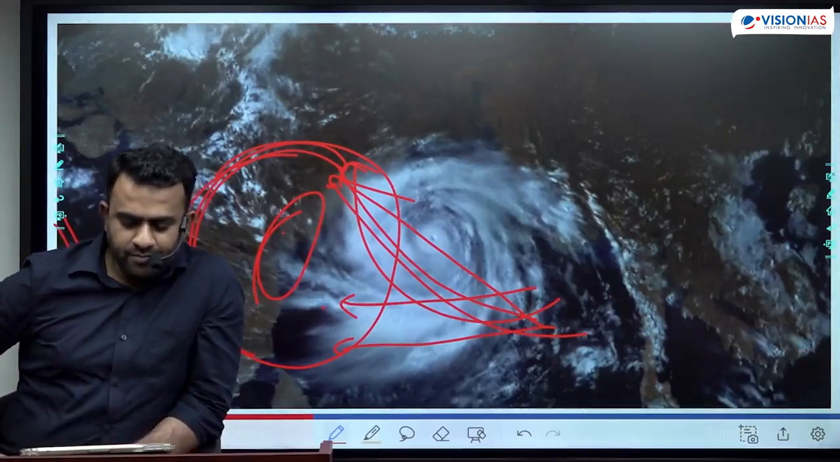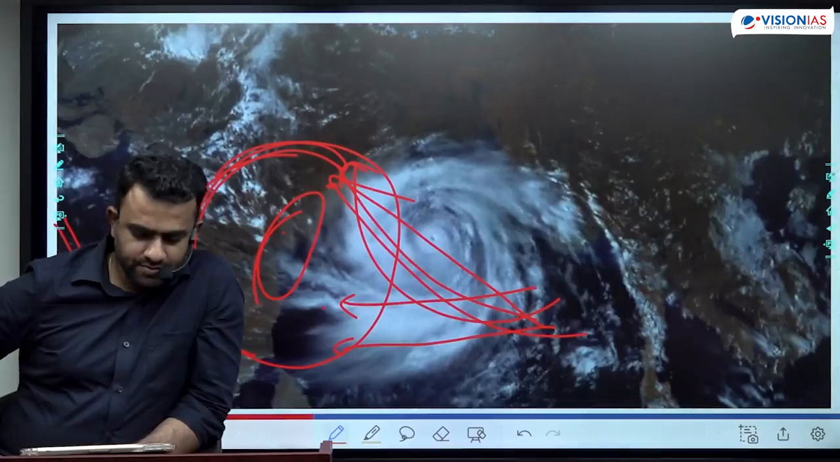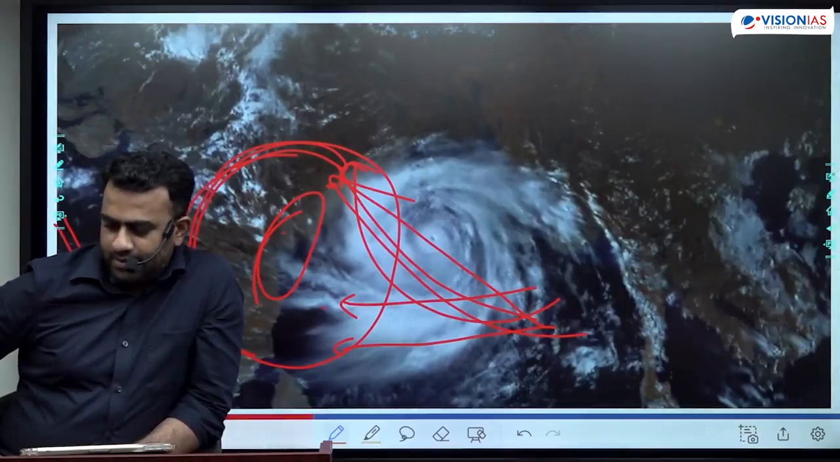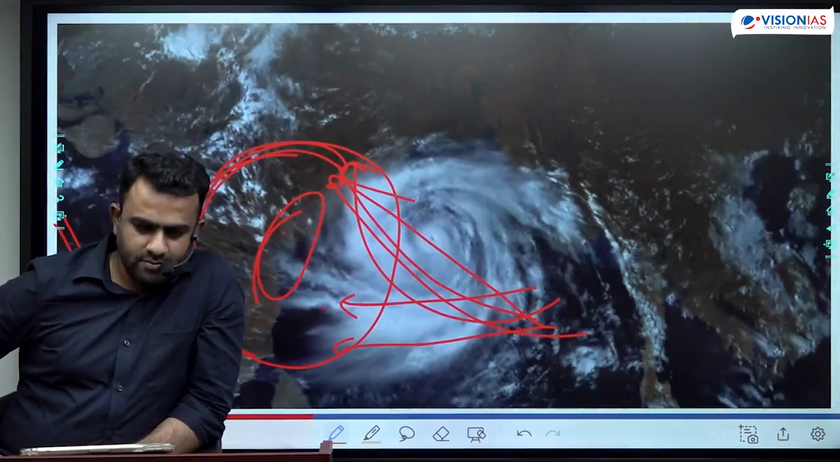Next point. Once the entire system is stabilized and the cyclone matures, some of the dense air rising near the center starts to descend, resulting in the formation of the eye.